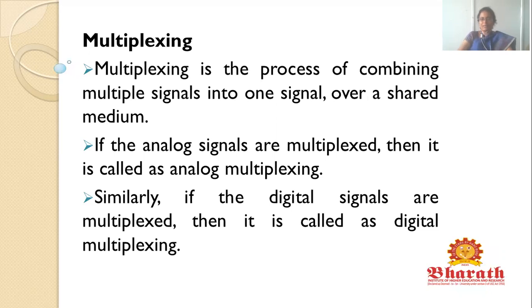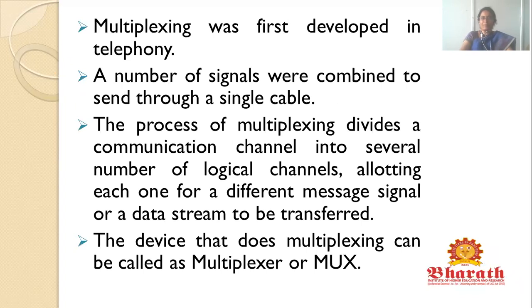Multiplexing is the process of combining multiple signals into one signal over a shared medium. If analog signals are multiplexed, it is called analog multiplexing. Similarly, if digital signals are multiplexed, it is called digital multiplexing. Multiplexing was first developed in the telephone system, where a number of signals were combined to be sent through a single cable. The process of multiplexing divides a communication channel into several logical channels, allotting each one to a different message signal or data stream to be transferred.